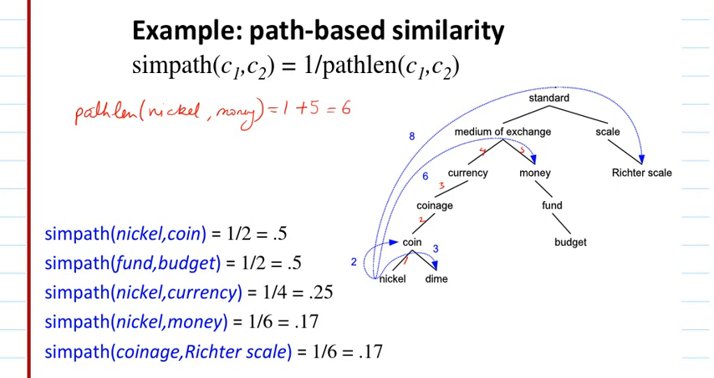So the path similarity between nickel and money is equal to 1 by 6, that is 0.17, right? So this is one method of calculating the similarity between two concepts.